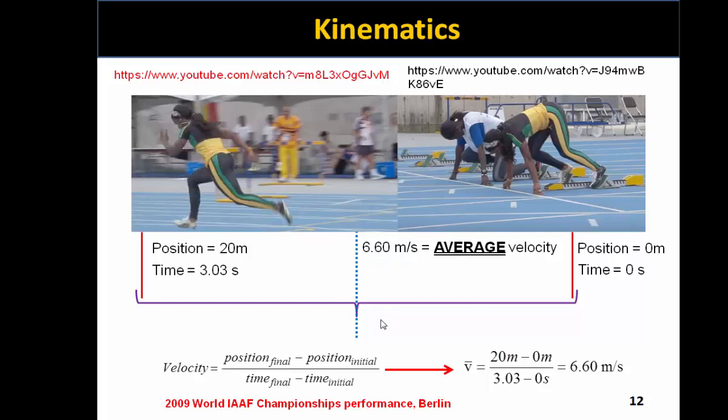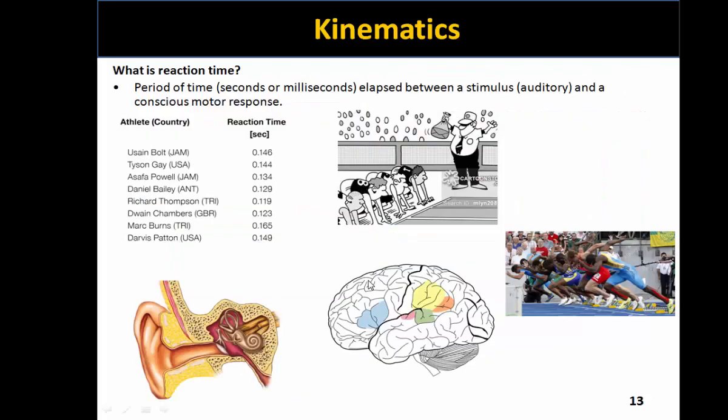So it's important that we understand that when performing a calculation such as this, we're getting a single value to represent the performance over that 20 meter distance. And so the 6.60 meters per second would represent an average at roughly around the 10 meter mark.